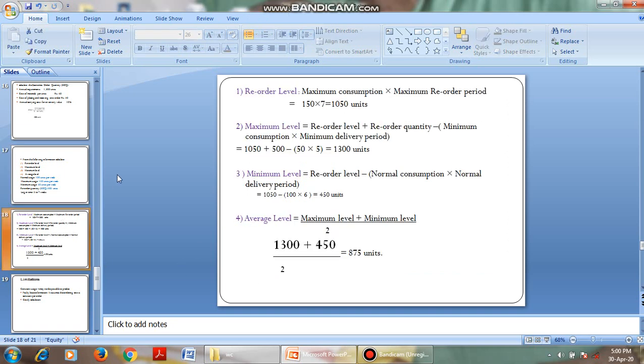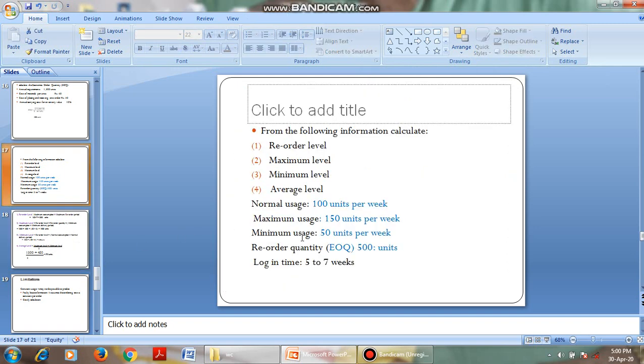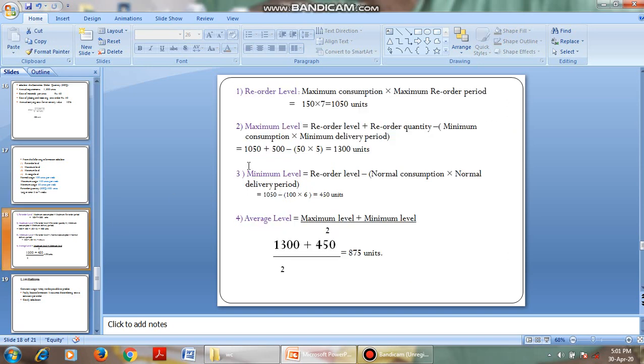Next, what is the reorder level formula? Reorder level is maximum consumption into maximum reorder period. Maximum consumption is 150 into maximum lead period, that is 7 weeks, since 5 to 7 weeks, 7 is the maximum period. So 150 into 7 is 1050.